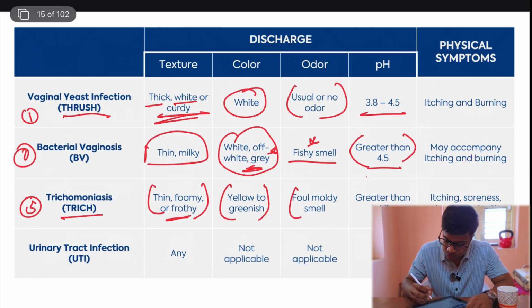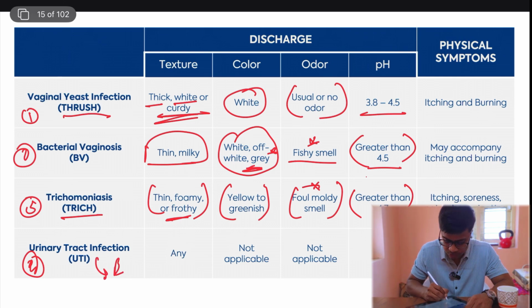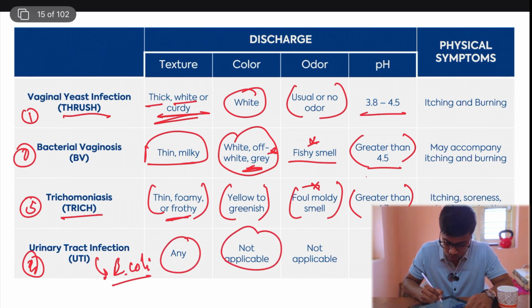Yellow to greenish discharge is a histologic clincher. Foul, moldy smell will be a histologic clincher. Greater than 4.7 pH we can see is a histologic clincher. So apart from the urinary tract infection, in this case we know E. coli, Klebsiella, and other Proteus are the causing agents. So texture: any, not applicable, not applicable, any.